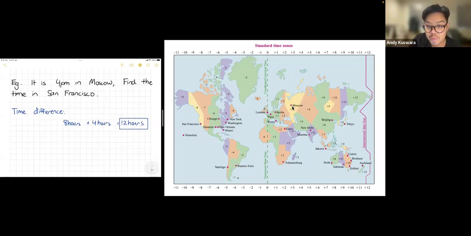If it's 4 p.m. in Moscow, that means San Fran is 12 hours behind. Okay, so 12 hours before 4 p.m. 12 is a very nice one. It will actually be 4 a.m. in San Fran. Okay, and all I did was 4 p.m. take away 12 hours, because I'm going back. So I hope that helps.